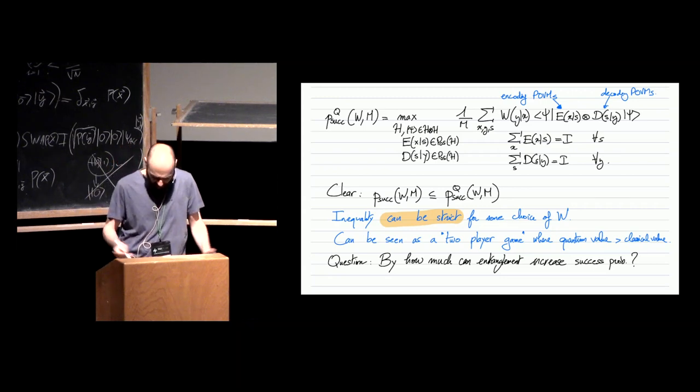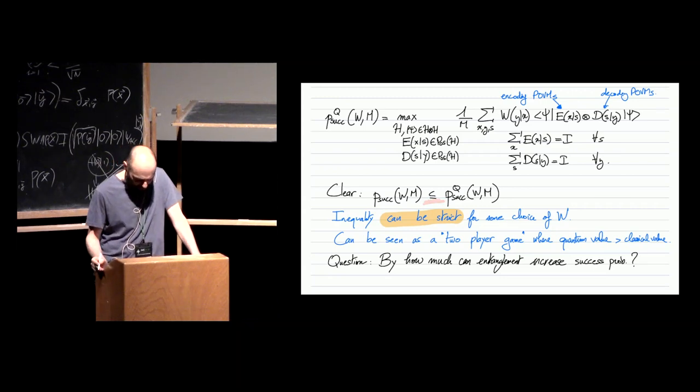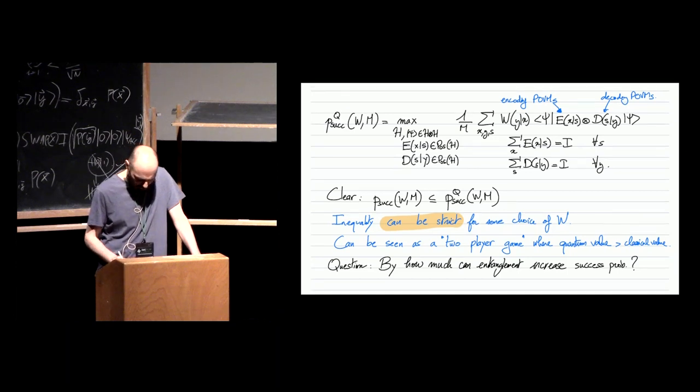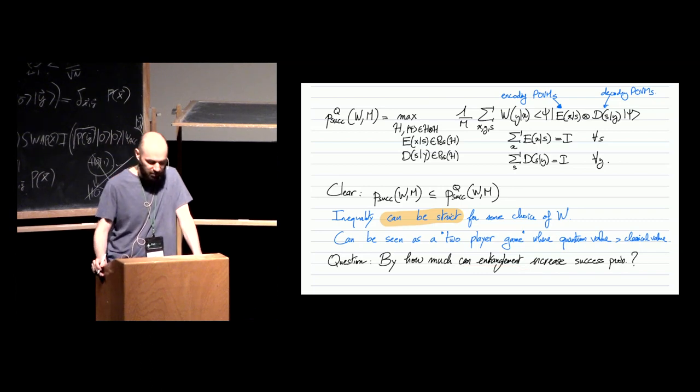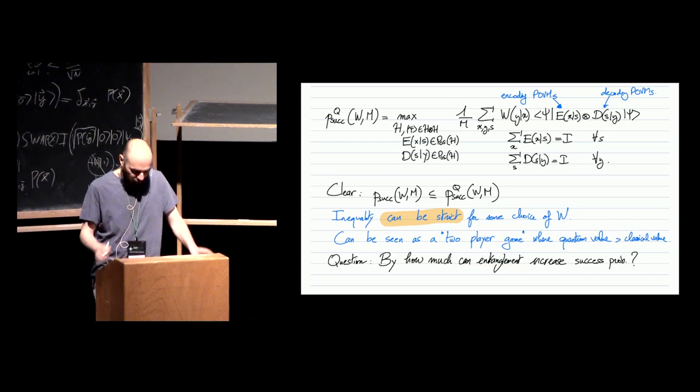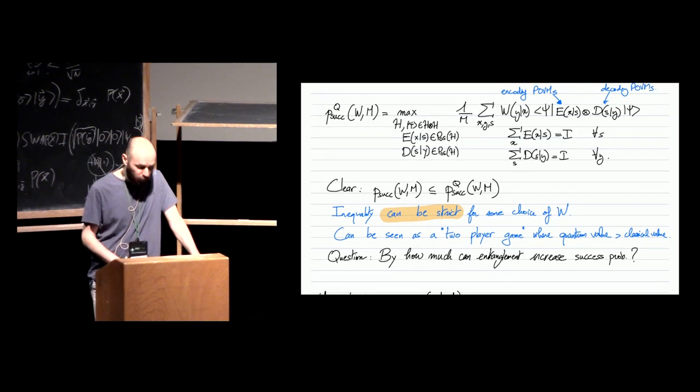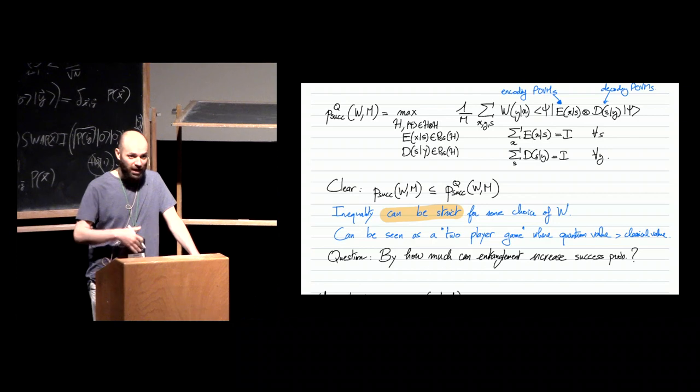Okay, so yes, there are games for which this is different. And the question I was interested in is how much can entanglement increase the success probability? Can we have arbitrary gaps or not? Of course, we know that for general games, we can have arbitrary gaps between the classical and the quantum value.